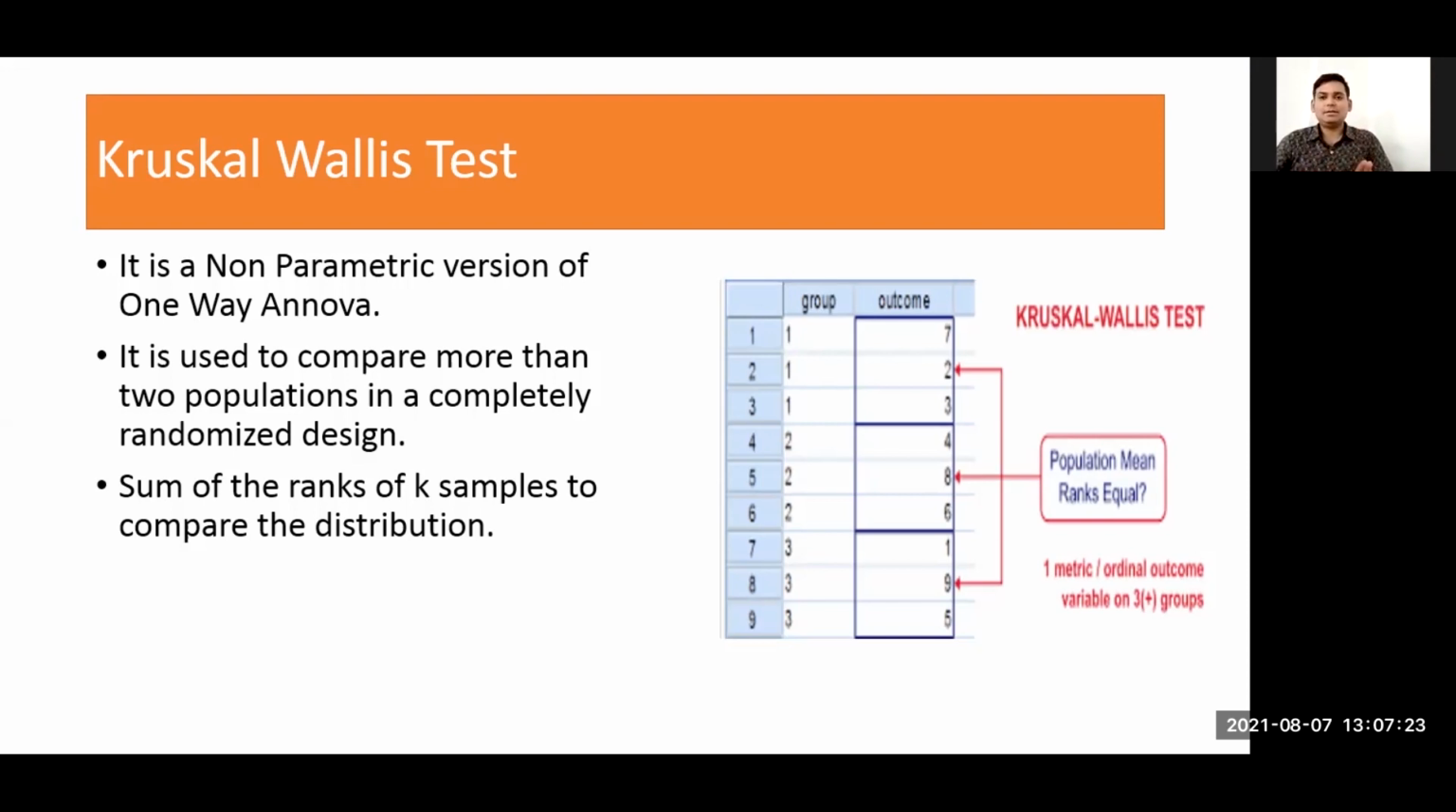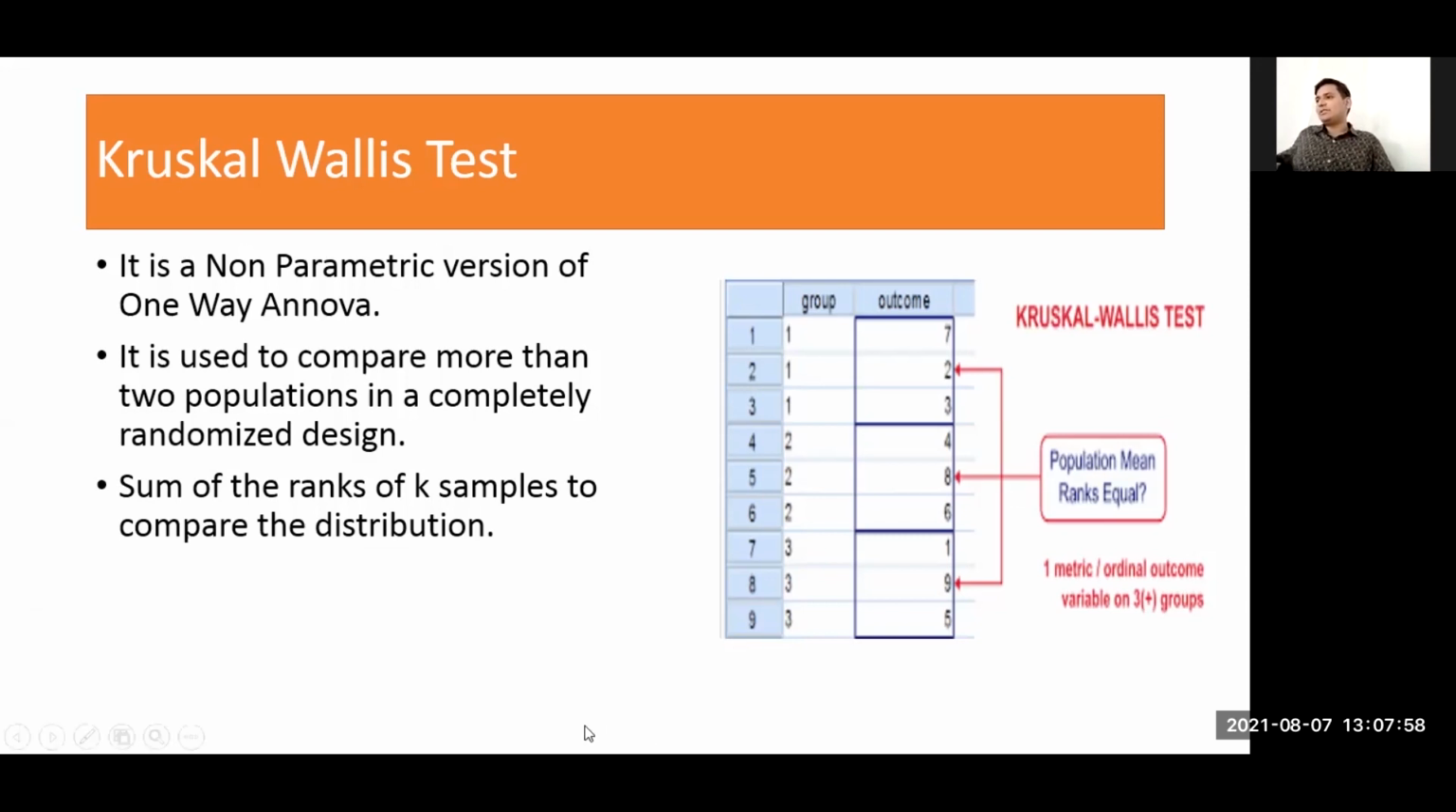Just like in one-way ANOVA, we have seen the example of education: schooling, graduation, post-graduation, professional degrees. So there are more than 2 categories. So we need to go for the Kruskal-Wallis rather than one-way ANOVA in the non-parametric version. Basically, Kruskal-Wallis is the sum of the ranks of K samples to compare the distribution. Clear?